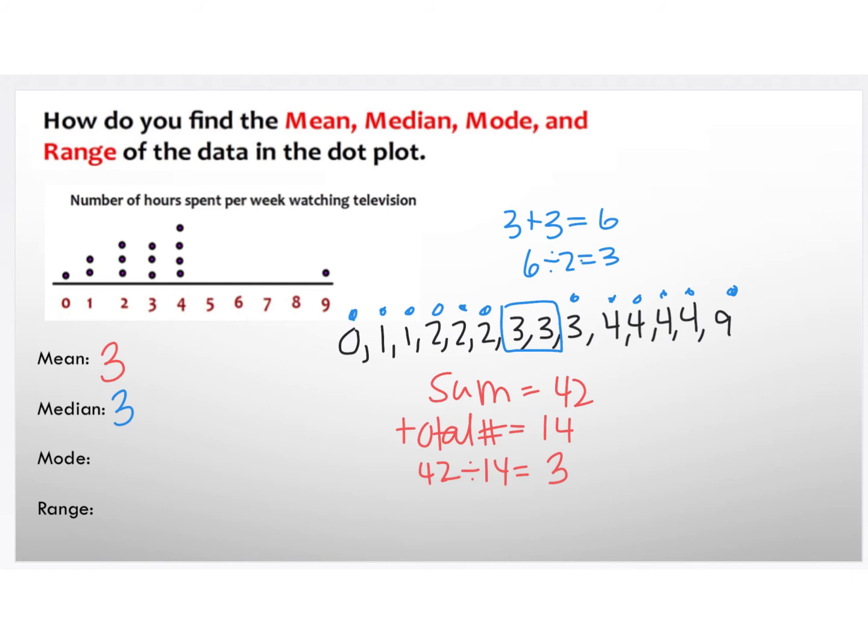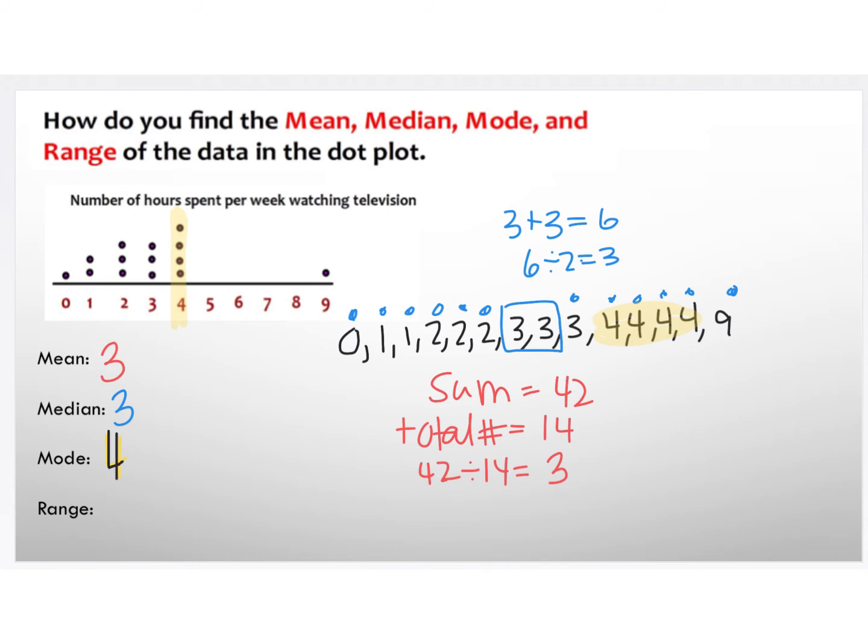It's 3. And then our mode, so we are going to find the number that was used the most. We've already lined them up. You can also tell from the graph here that 4 hours was the most common. 4 is going to be our mode here. It's the number that we see the most. 4. It's kind of hard to see.